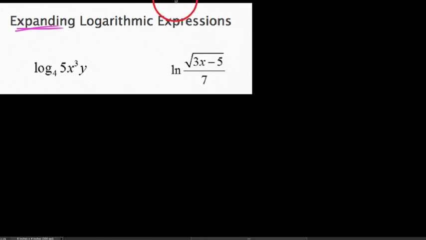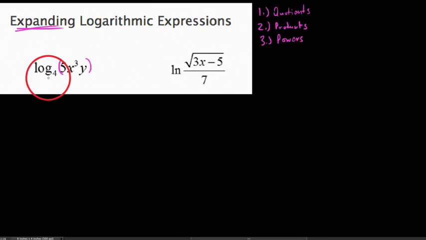So what we're going to do here is look at these logs. I'm going to quantify these and make some suggestions as to how we deal with them. First things first, when we're expanding, you're going to want to write this order down. The first thing we always look for are quotients. Do I have any quotients that can be rewritten as differences? Then I would look for products. This will make more sense when we do these examples. And third, last, we're going to look for powers. So when I look at log base 4 of 5 times x cubed times y, the first thing I'm looking for is, do I see any quotients in here?